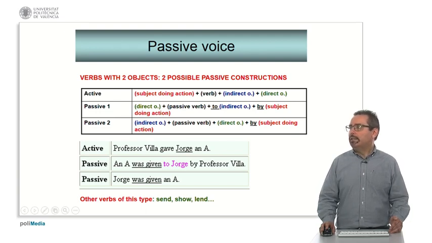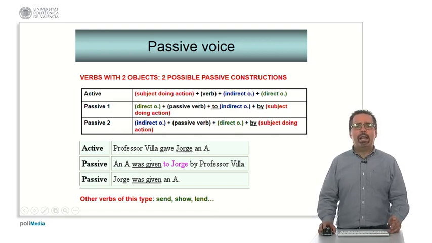In the active, we have a subject doing the action, plus the verb, plus the indirect object or the direct object. And we have two possible passive constructions: taking the direct object of the active as the subject of the passive, or taking the indirect object as the subject of the passive sentence. Here we have the structures and an example to see it better.